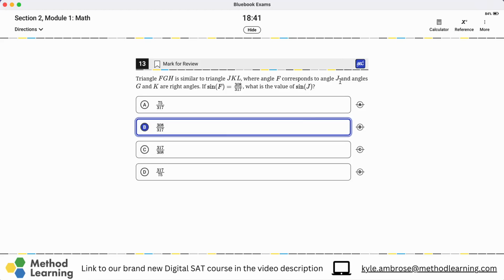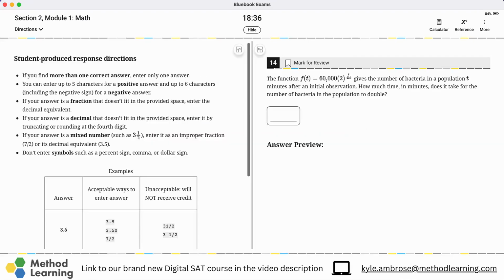They have the same value, the same trig value, because their angles are the same. Okay, they're corresponding to each other. How about this one? This one we could use Desmos for. We don't need to, but it looks like a complicated exponential function. But don't worry, it's going to be pretty quick.